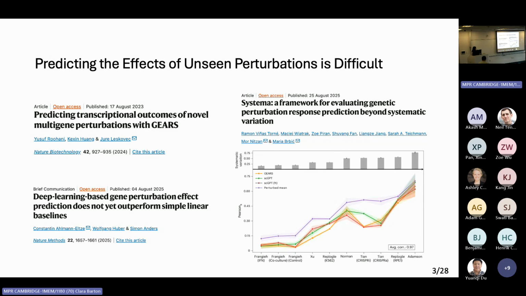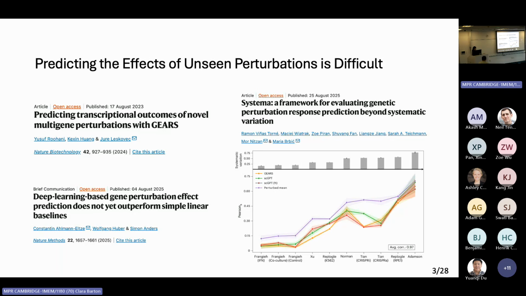They benchmark this against a lot of different approaches out there, including GEARS as well as more recent foundation model approaches. And you see the purple line here actually outperforming those more complicated methods. And that purple line is just predicting the mean of the training perturbations. So this has been a quite hard problem, mainly because you're doing an out-of-distribution generalization where you've never seen the data coming from the unseen perturbations, and it's unclear how to predict it.